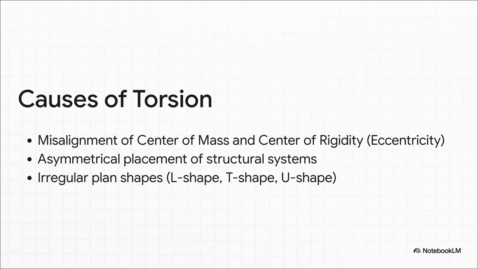Number 1 culprit, hands down, is that misalignment we keep talking about, eccentricity. This usually happens when you put your heavy-duty structural stuff, like shear walls or braced frames, on one side of the building, but not the other. And like we're about to see, certain building shapes are just asking for trouble.